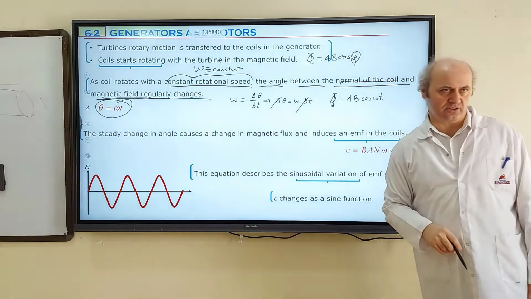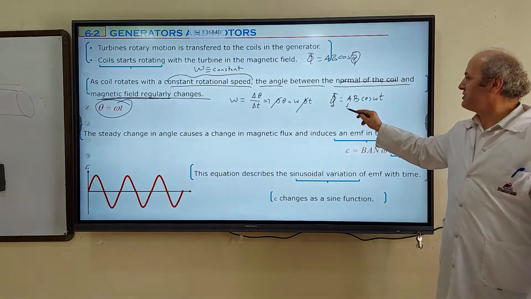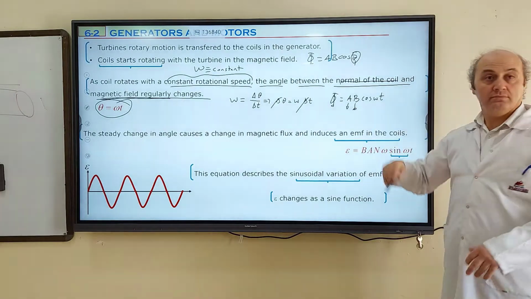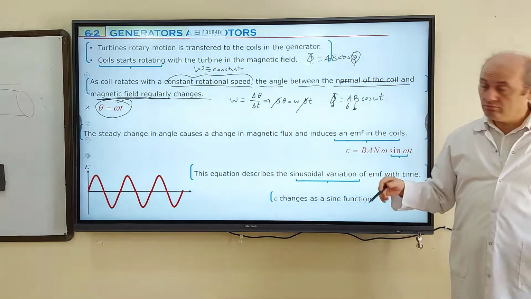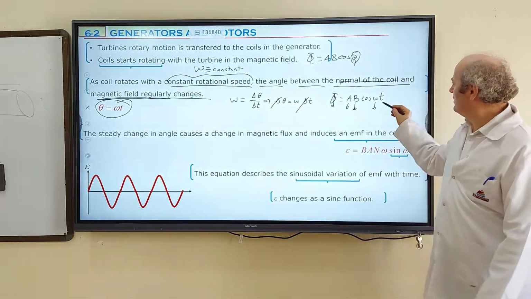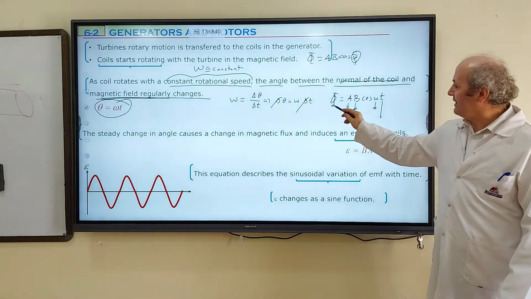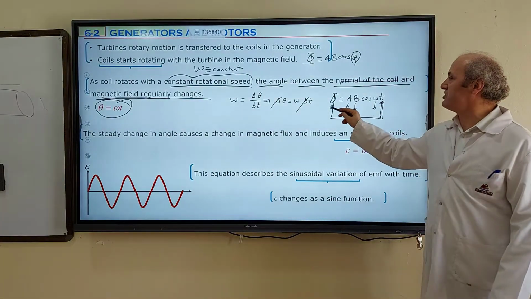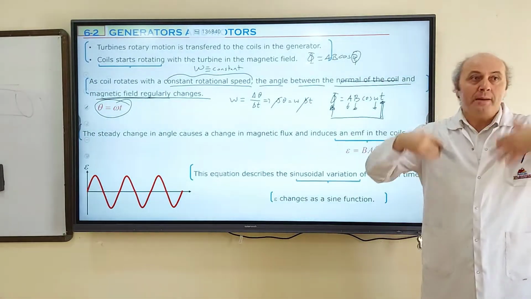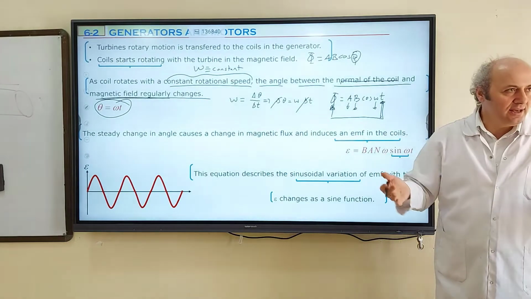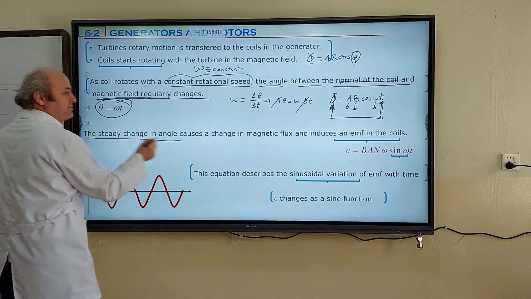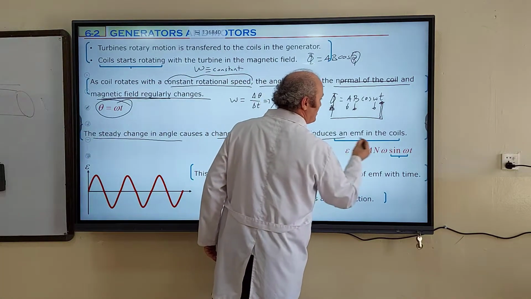In here there are 3 constants. The area of the loop is constant. You don't change the area of the loop for a generator. The magnetic field is constant. Omega is constant. What is changing here? Time is changing. And as time changes, magnetic flux also changes. Which means as time goes, the magnetic flux is continuously changing. So the steady change in the angle causes a change in magnetic flux and induces an EMF in the coil.